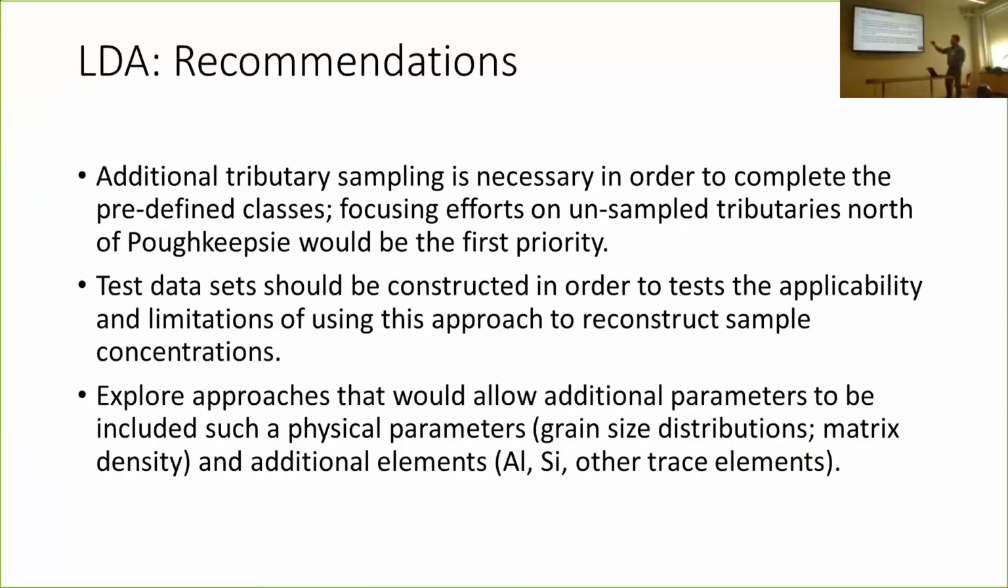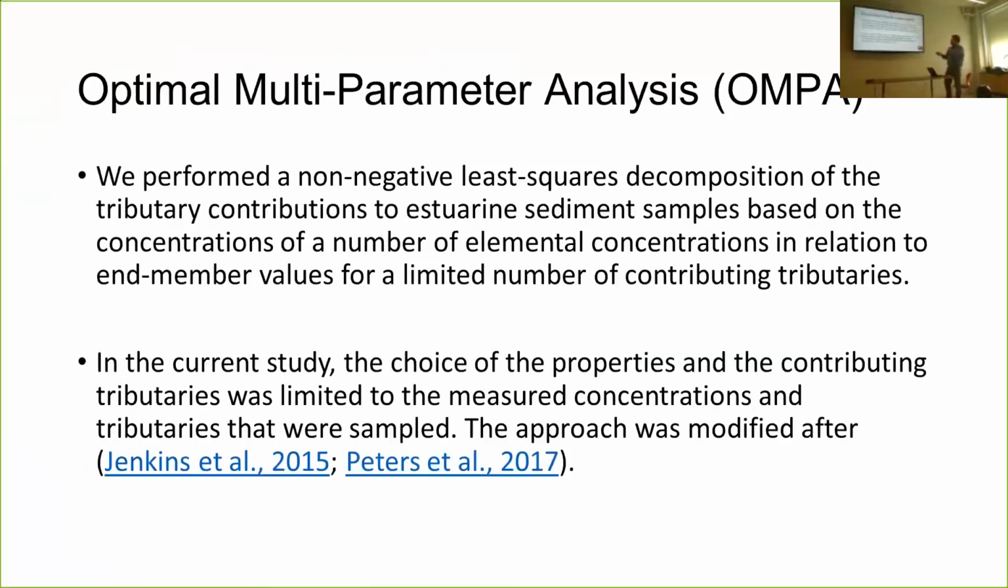One thing that I think we could do more of is include other things besides chemical concentrations. There's physical parameters, grain size distribution, the matrix density, and maybe even additional elements that would enrich the data set to give us more ways to detect variability. But this seemed like it was a pretty useful technique.